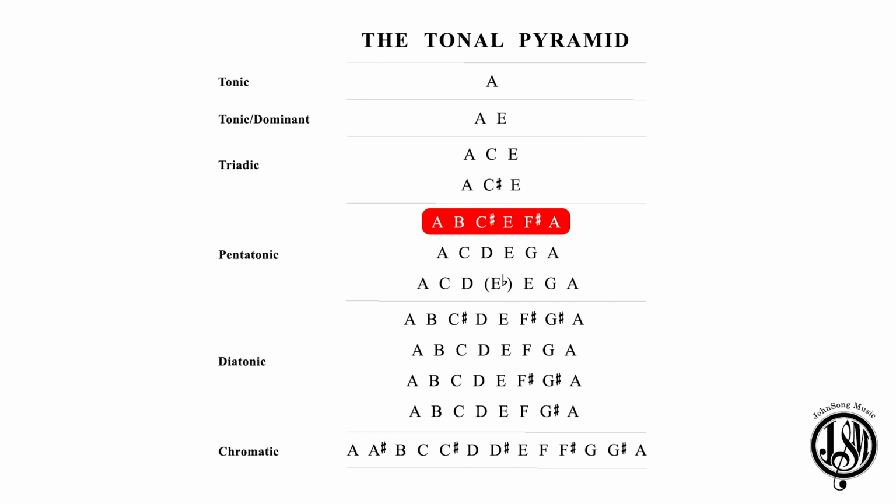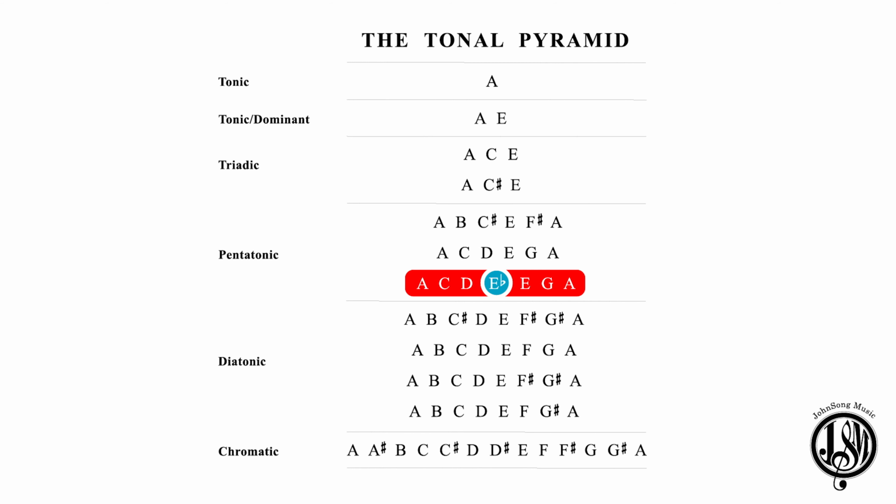So, moving down our tonal pyramid from 3-note triads, we move to the 5-note pentatonic scales. We find that there are two forms, major pentatonic and minor pentatonic. They both contain 5 pitches, thus their name. In addition, there is the blues scale, which adds the flatted 5th scale degree.